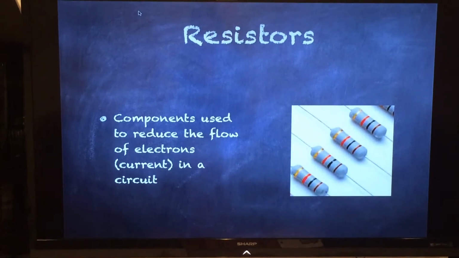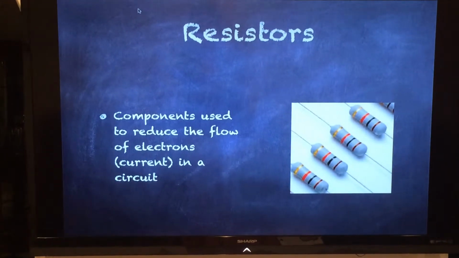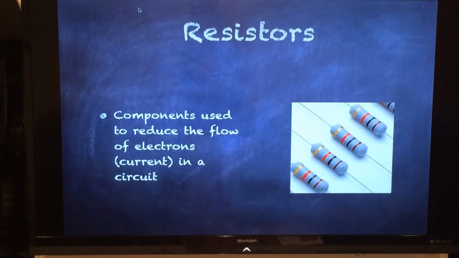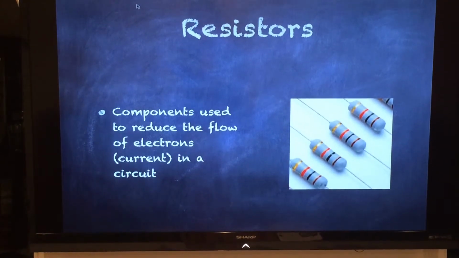So now that we know what resistance is, obviously resistors are the components that we use to reduce the flow of electrons or current in a circuit. But there are a lot of cool things we can do with resistors, and that's what we're going to be talking about today.